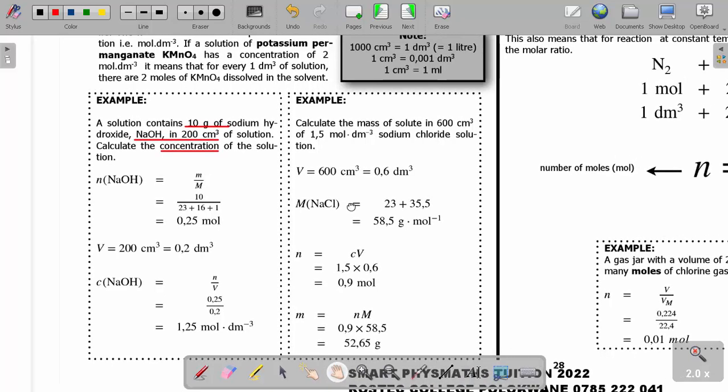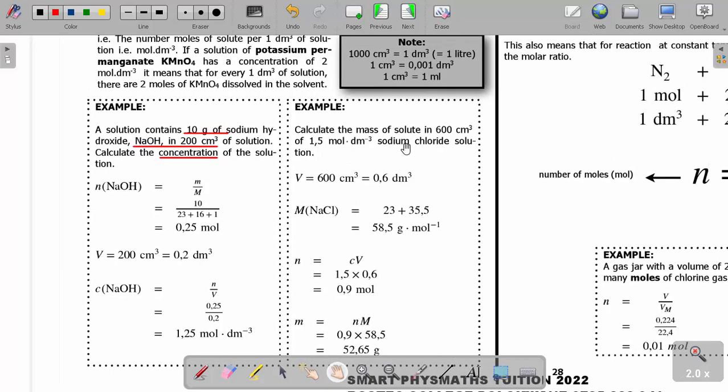Another example here is: calculate the mass of solute in 600 cubic centimeters of 1.5 moles per decimeter cubed sodium chloride solution. Now this time what do they want? They say calculate the mass. We are looking for the mass of the solute, okay? In which volume? In 600 cubic centimeters. And they give us a concentration of 1.5 mole per decimeter cubed, sodium chloride solution. So we're looking for the mass.